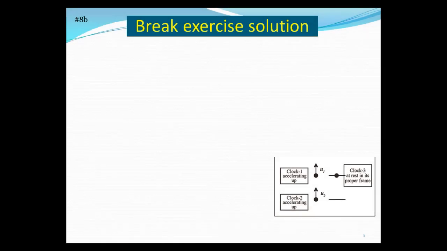In this section we're going to talk about GPS, but before we do that, let me give you the answer to the break exercise. We're trying to derive the gravitational time dilation formula directly by considering three identical clocks. Clock 1 is located at gravitational potential phi 1, and clock 2 at phi 2. And then we have the third clock dropping, passing these two clocks.